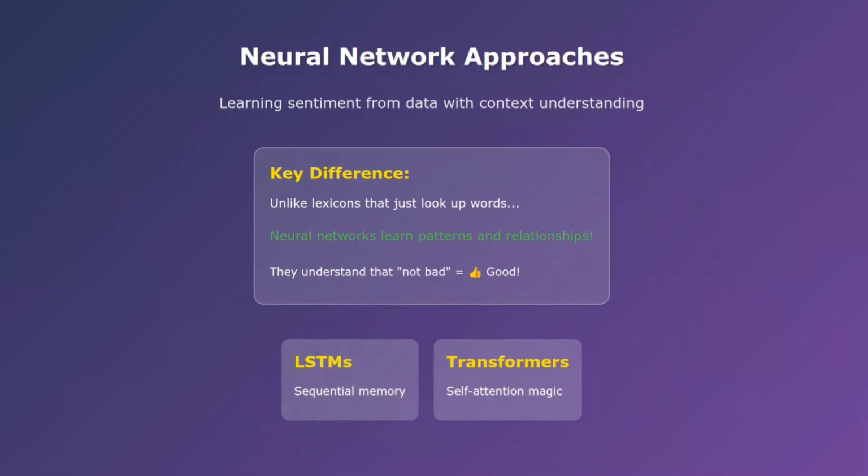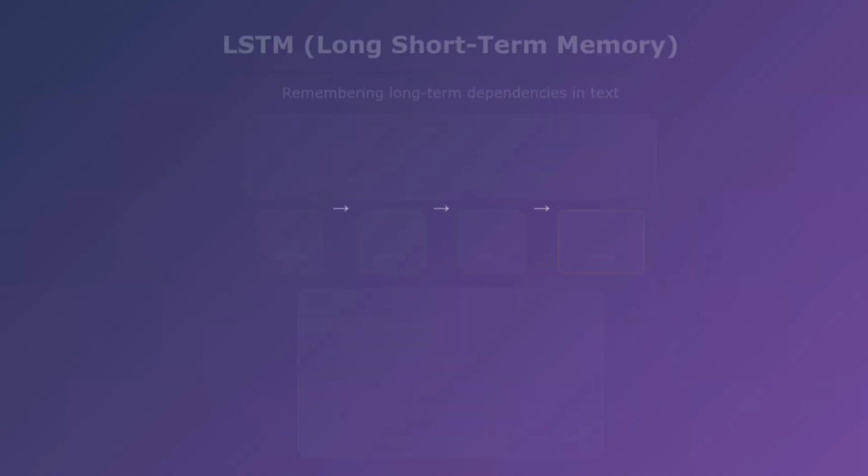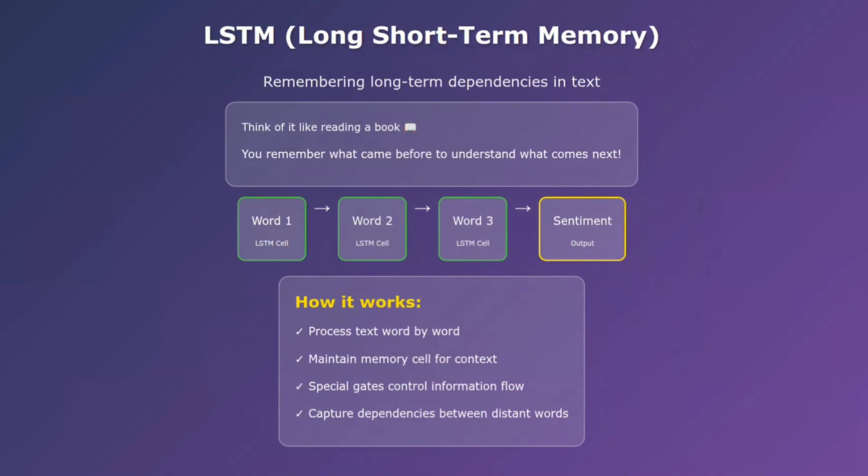We'll cover 2 main neural approaches, LSTMs and transformers. Let's start with LSTMs. LSTMs are a type of recurrent neural network designed to remember long-term dependencies in sequential data. Think of it like reading a book. You don't just understand each word in isolation, you remember what came before to understand what comes next. That's exactly what LSTMs do.